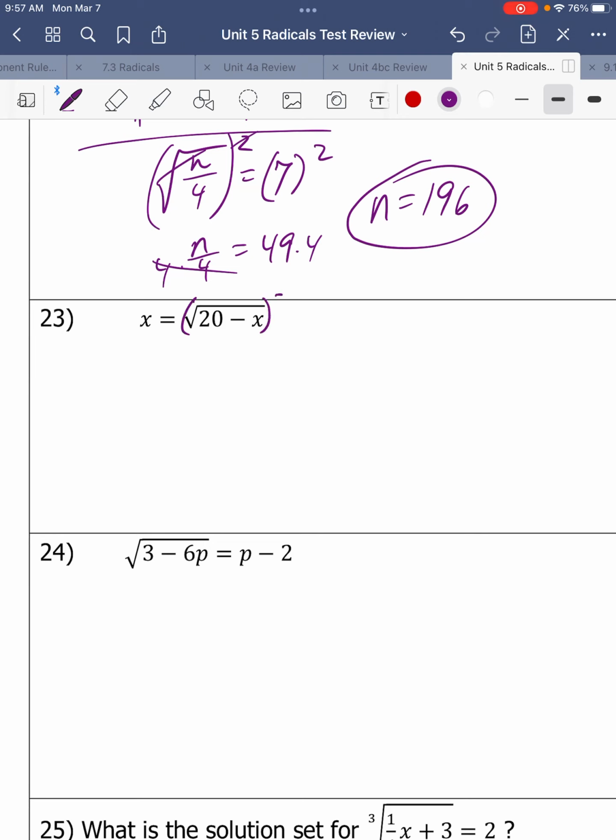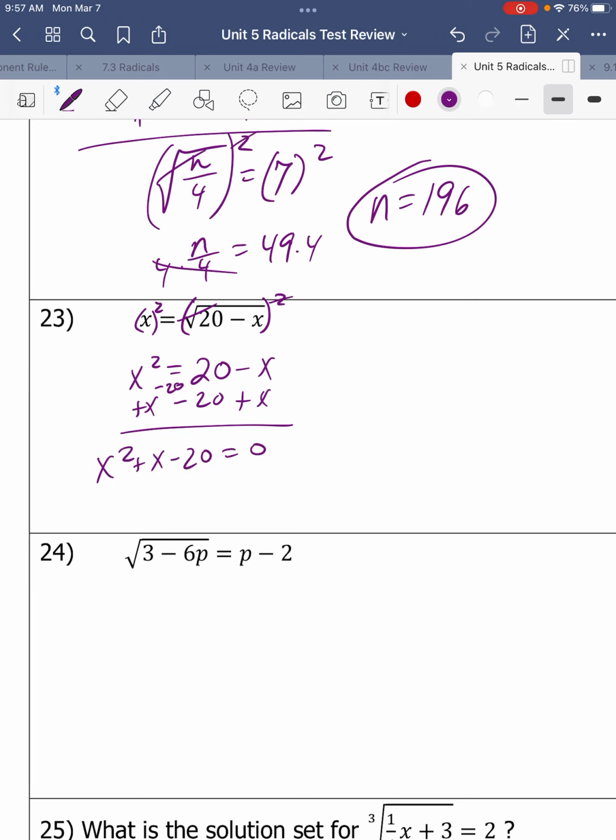Number 23, we are isolating the radical. It already was isolated. This becomes x squared. You can put it in parentheses if you like, but it's not needed in this case. Square root and square, simplify. I see an x squared and it's positive, so I'm going to move all the terms to one side. So I have x squared plus x minus 20 equals 0.